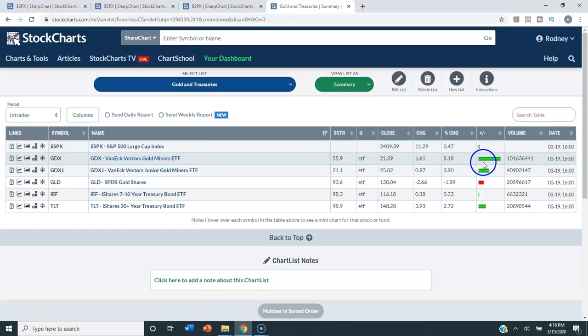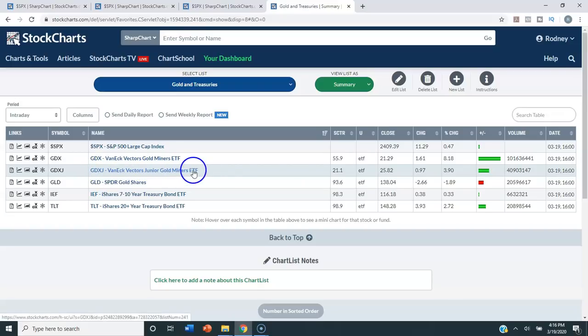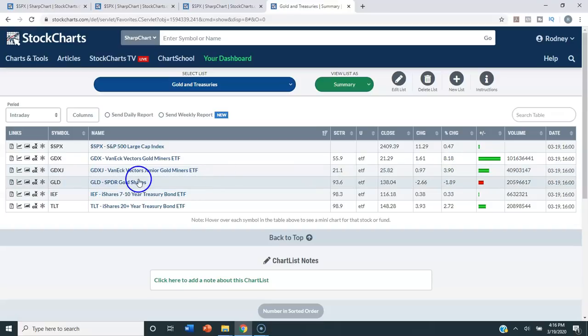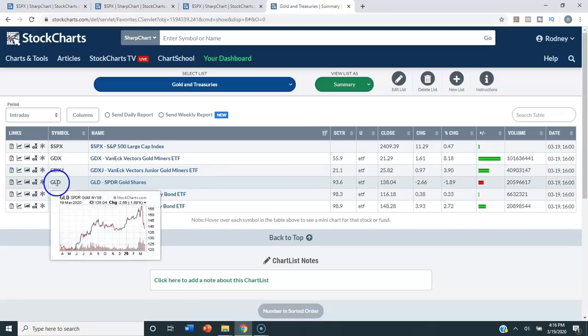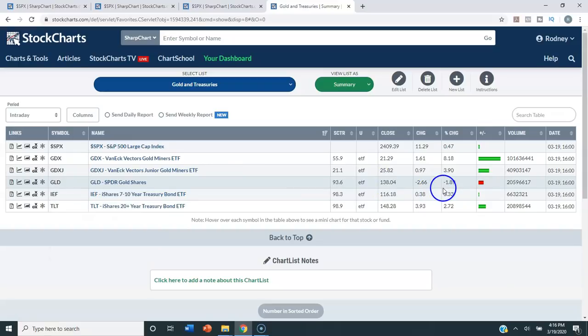Now look at this thing. It's up 8% today. It was down huge yesterday, but up 8.18% today. The GDXJ, which is the junior miners, the small caps in the mining area, is up a little less than 4%. But gold itself, as tracked by the GLD, the ETF that tracks gold, was down 1.89% today. So a little bit of an interesting play here: the mining stocks were up, but the gold itself, the GLD, was down.